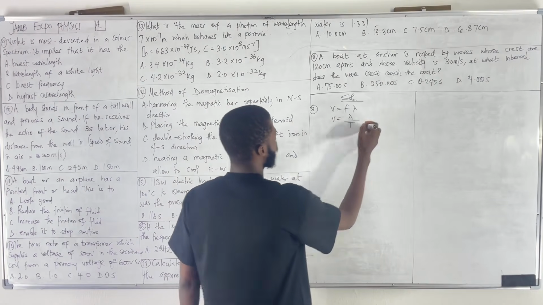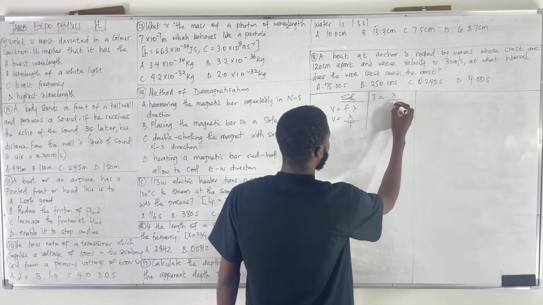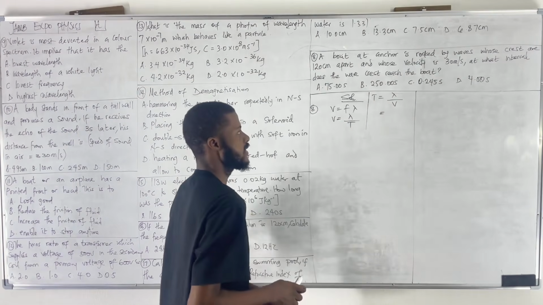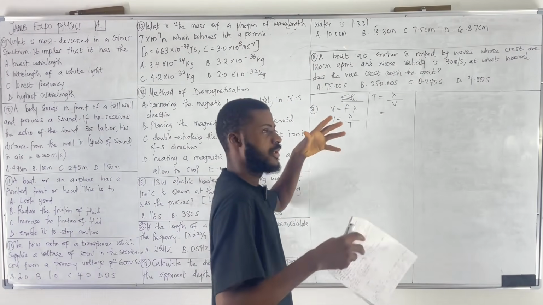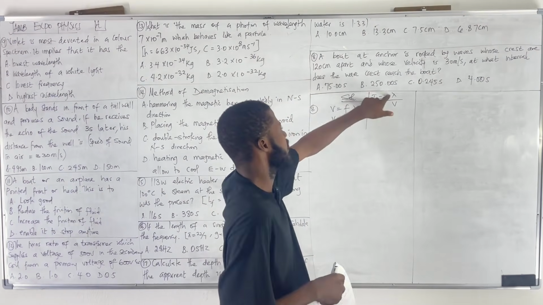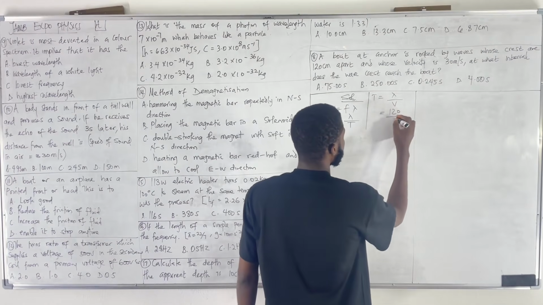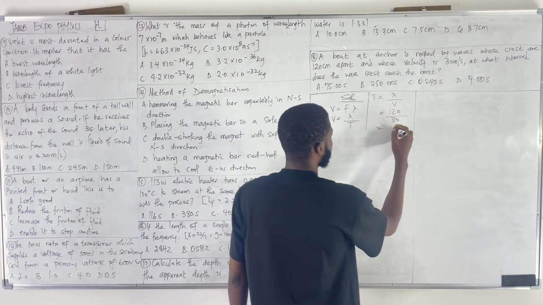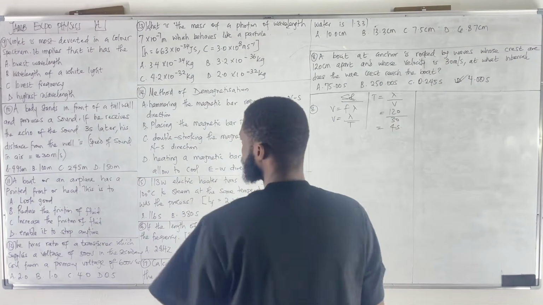If I flip this, it means that T is equal to lambda over v. And here's the thing: if the crests are one, that's one wavelength. Two successive crests, when they are 120 cm apart, means lambda, the wavelength, is 120. Over velocity, which is 30. When you cancel this out, you get 4 seconds. So the answer is D.